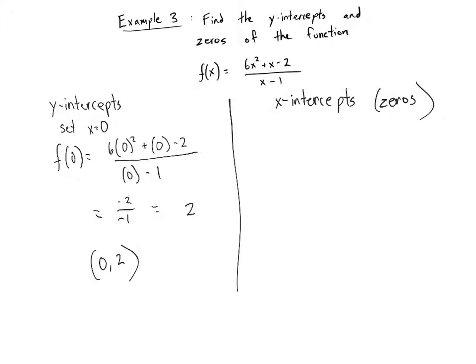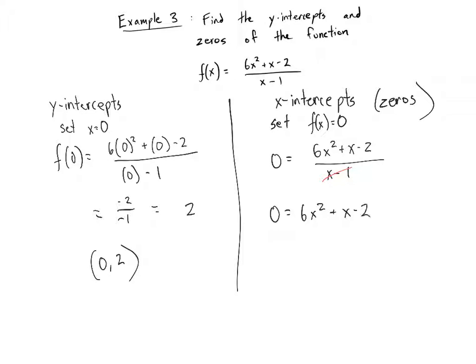What's next? X-intercepts. So set f of x, or y, equal to 0. 0 equals 6x squared plus x minus 2 over x minus 1. Like the last problem, the bottom burns out. 0 equals 6x squared plus x minus 2. We want to factor that using slide, divide, bottoms up.